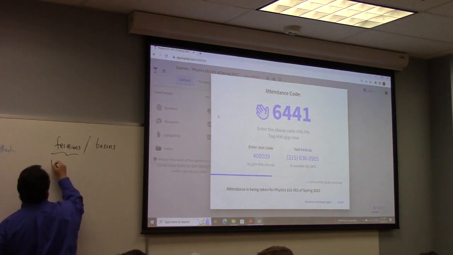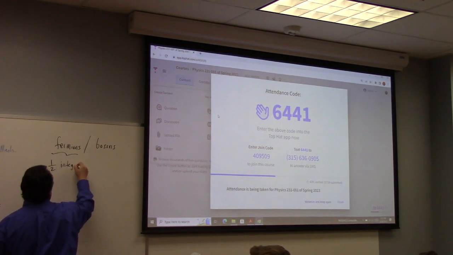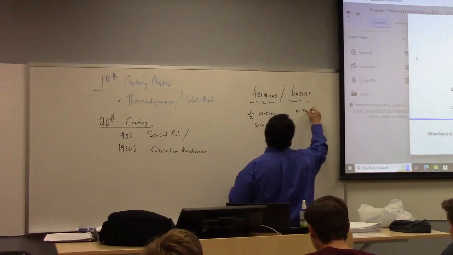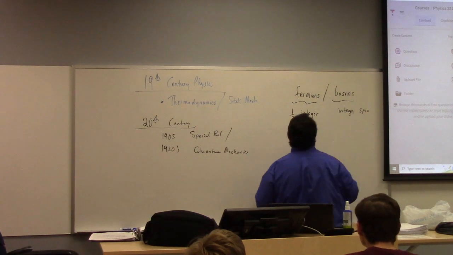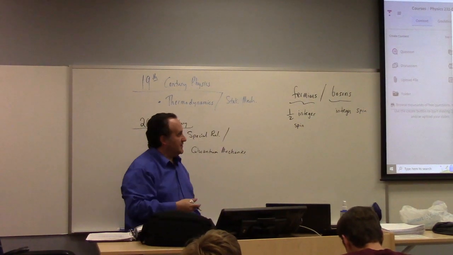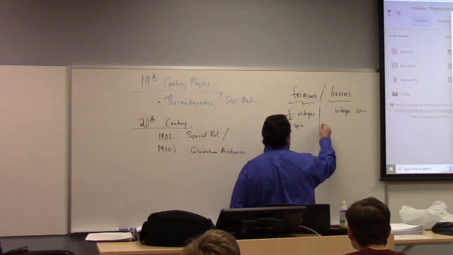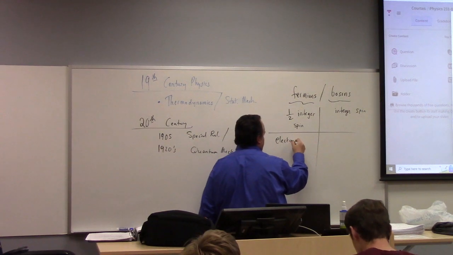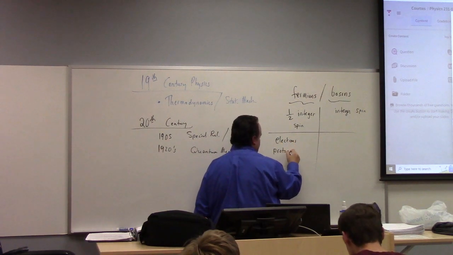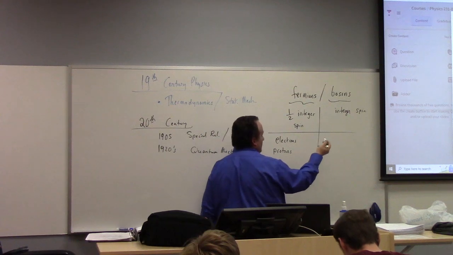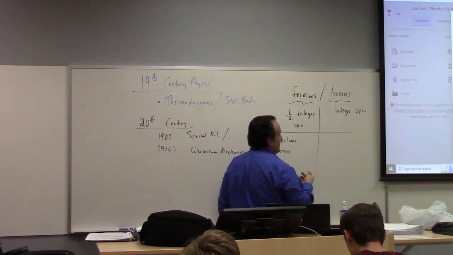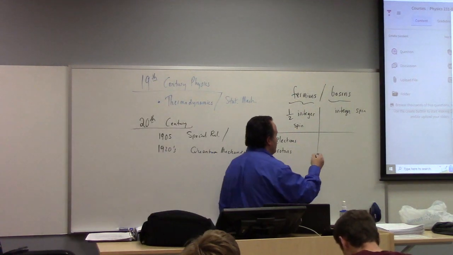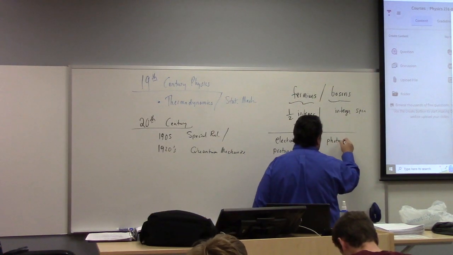So these have half integer spin. These guys have integer spin. So in terms of fermions, you have things like electrons, protons, neutrons. In terms of bosons, they're kind of unfamiliar. Probably the most famous boson that you know about is the photon. Photon is the quantum particle of light.